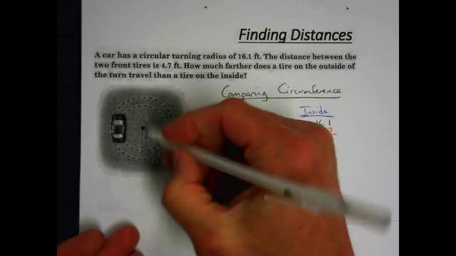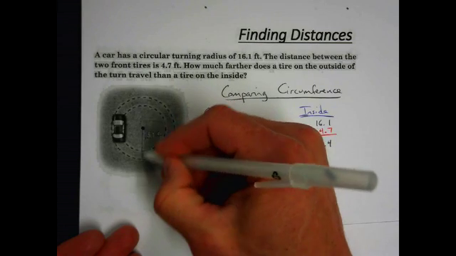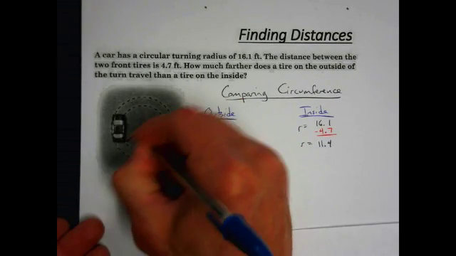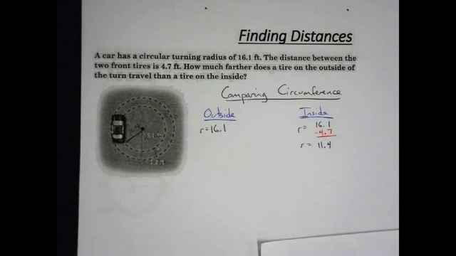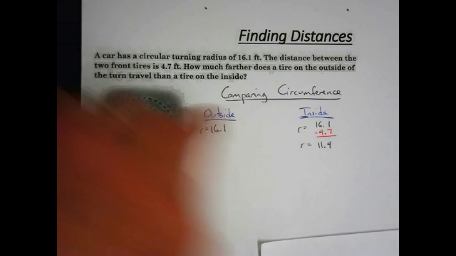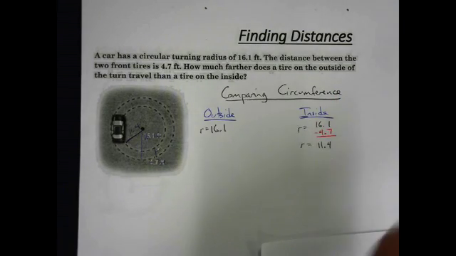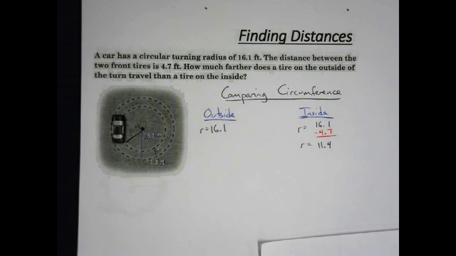So the radius, if all the way from the center to the outside is 16.1, then from the center to the inside tire is going to be 11.4. And so that's what we're going to do. We're going to be comparing the distances that the tires travel. Okay, so how far has it traveled? That's a circumference question, and now we have everything set up. So we're going to compare the circumferences.